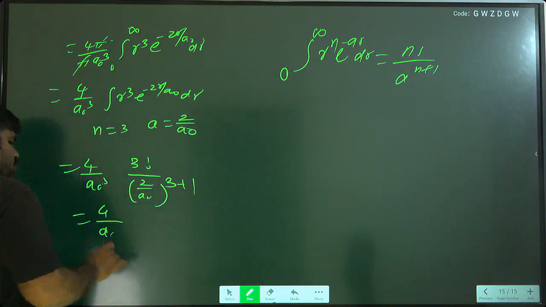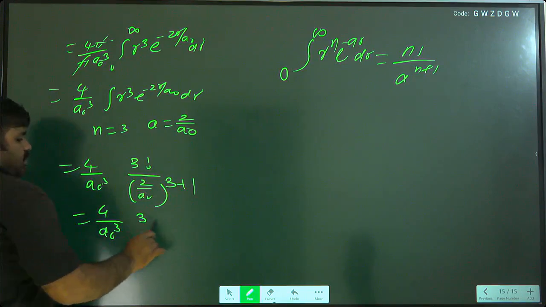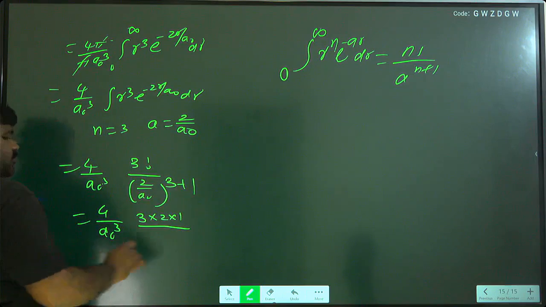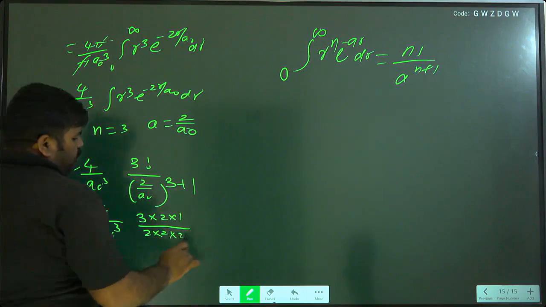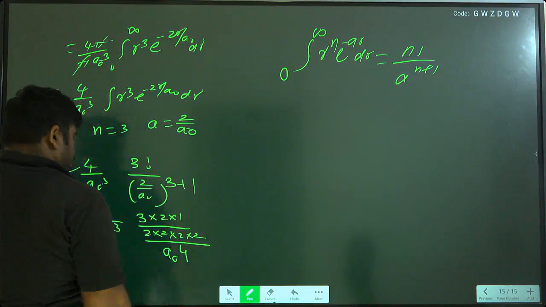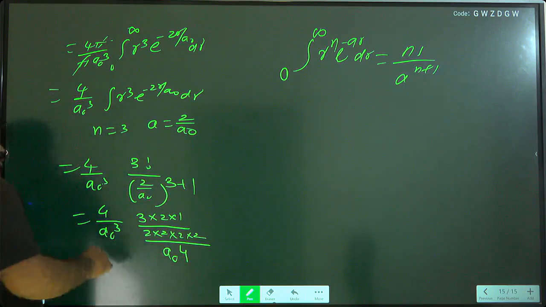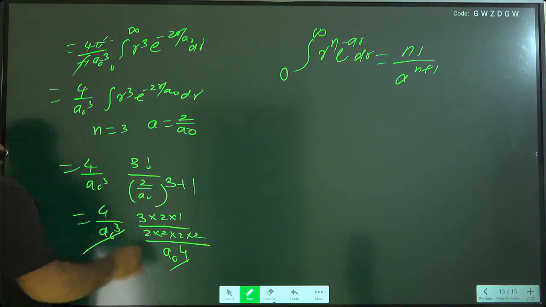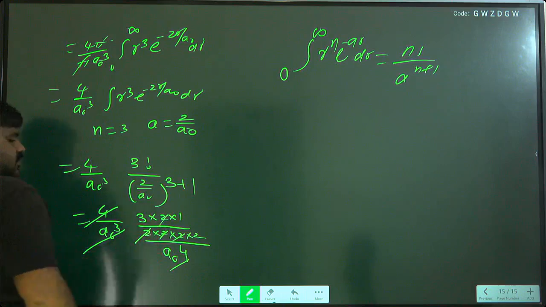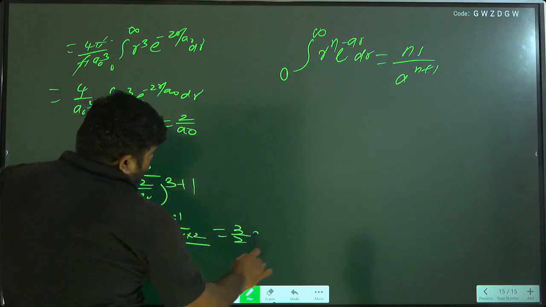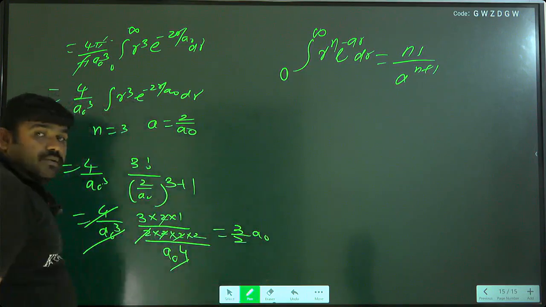4 upon a naught cube into 3 factorial, 3 into 2 into 1, divided by 3 plus 1 which is 4, means 2 into 2 into 2 into 2, divided by a naught to the power 4. A naught to the power 4 can be written as a naught to the power 3 into a naught. So what will remain? A naught. 1 2 cancel, this two cancel, and a naught goes up. This is equal to how much? 3 upon a naught, 3 by 2 a naught.